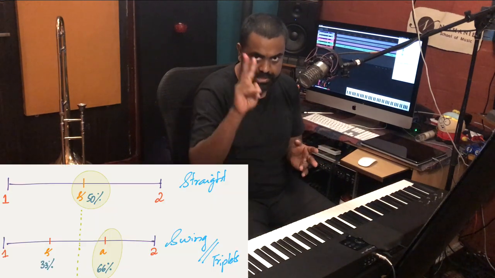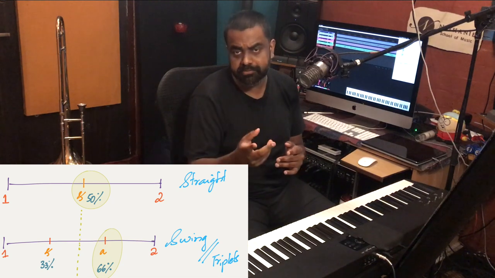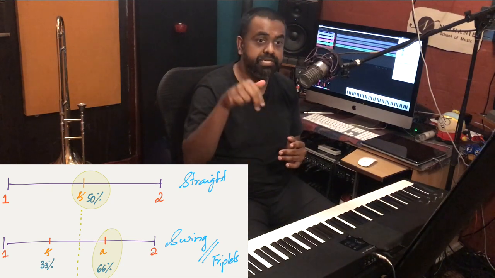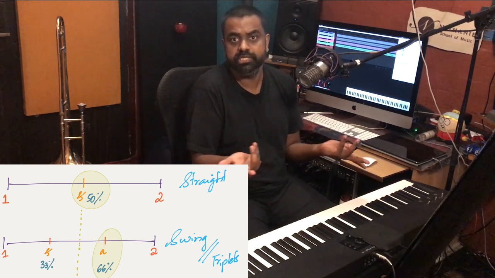So the difference between that and the straight is very, very obvious now, right? The straight feel divided the beat into two equal units. The swing feel divided the beat into three equal units but did not play the middle one. While in the straight feel, we feel both the one and the and, obviously, because there's no other division to feel.